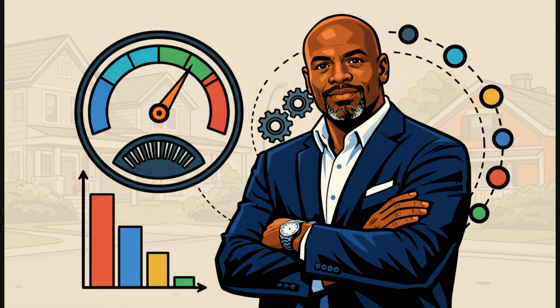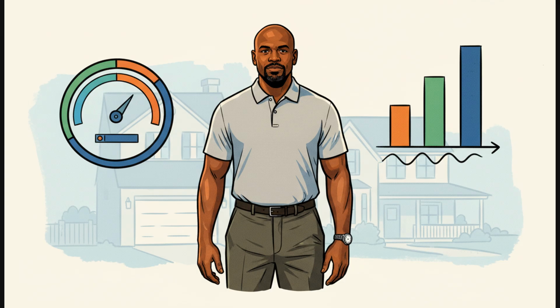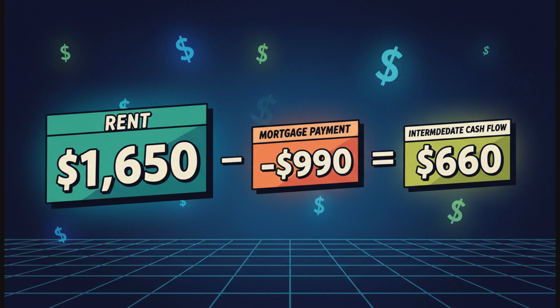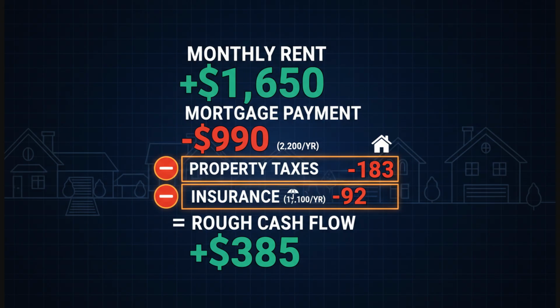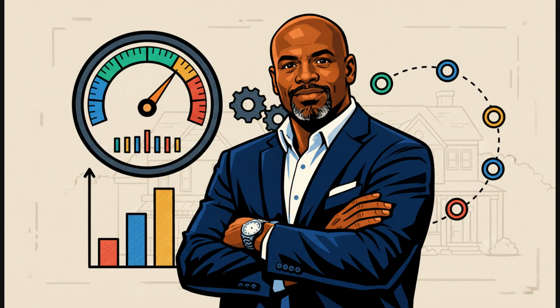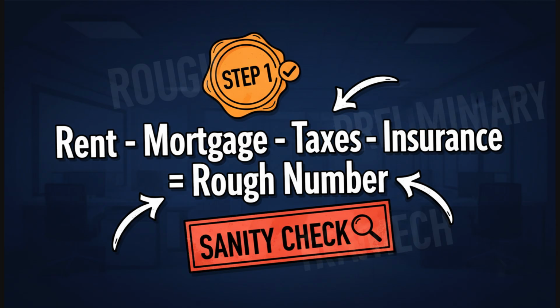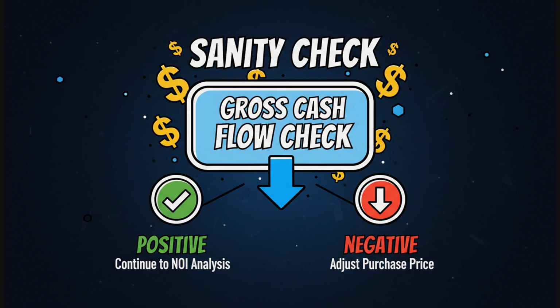The first method is the gross cash flow check. This is what you do in the first 60 seconds of looking at a deal. You take the monthly rent. You subtract your mortgage payment. You subtract what you estimate for property taxes and insurance, and you get a number. This is a rough sanity check. Nothing more. Here is why this matters.